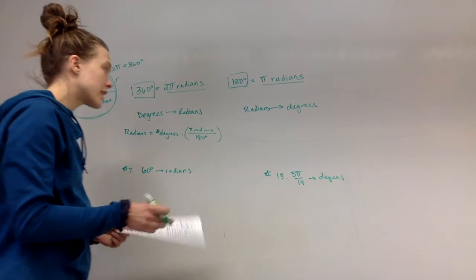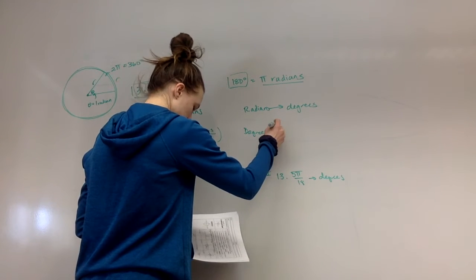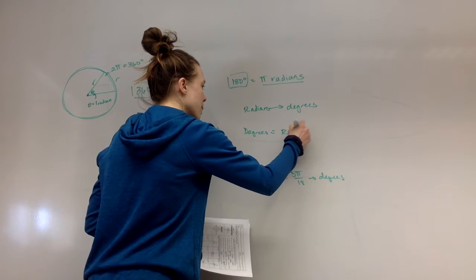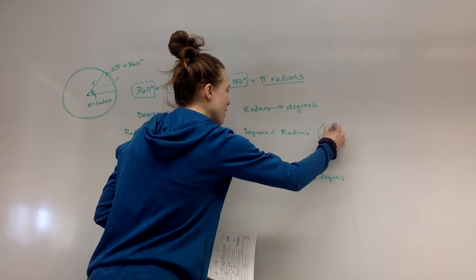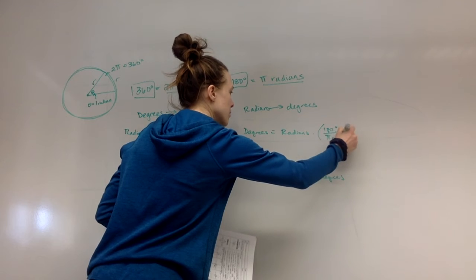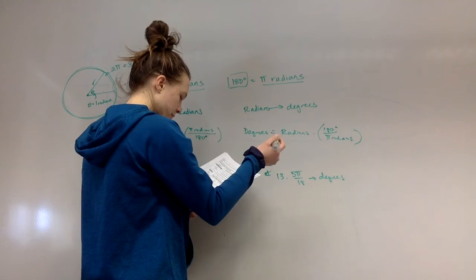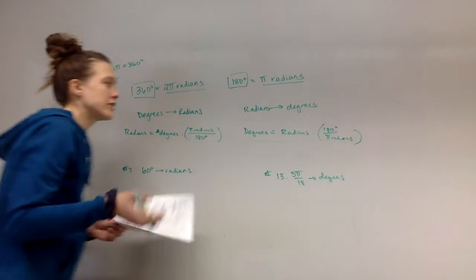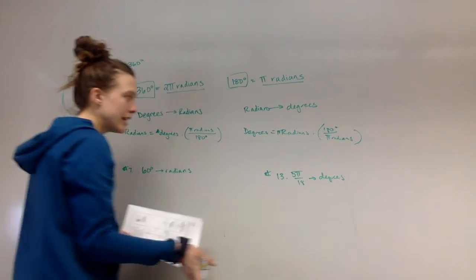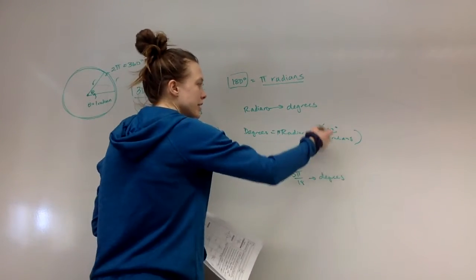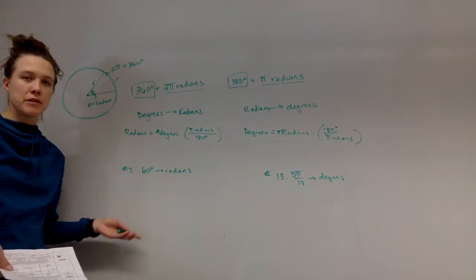So then working in reverse, radians to degrees, we write this as degrees equals radians times 180 over pi radians. 180 degrees over pi radians. So then the pi's would cancel, and I'd just be left with degrees. So radians, pi radians, times 180 degrees over pi radians, pi's would cancel, and I'd be left with a numerical number. So let's see a couple examples of this.